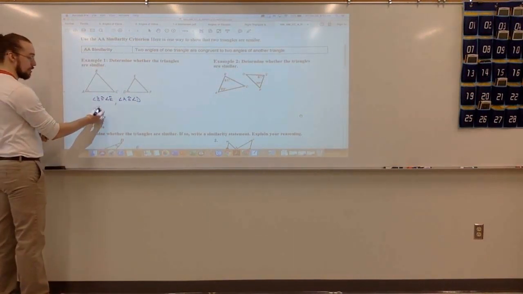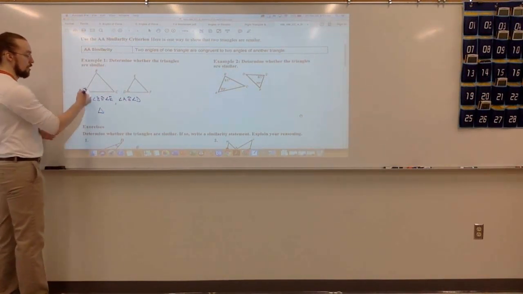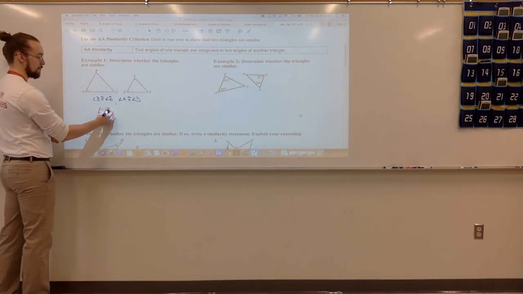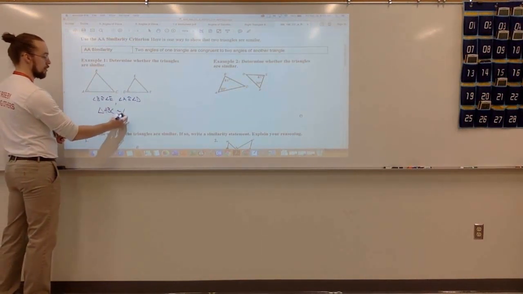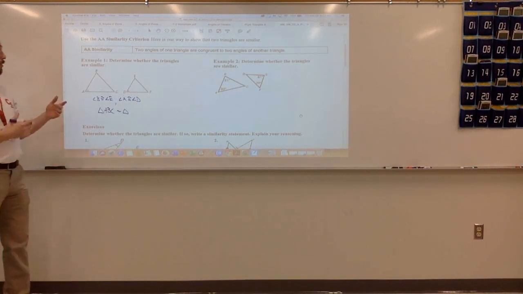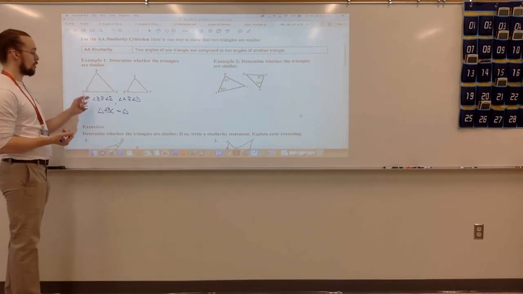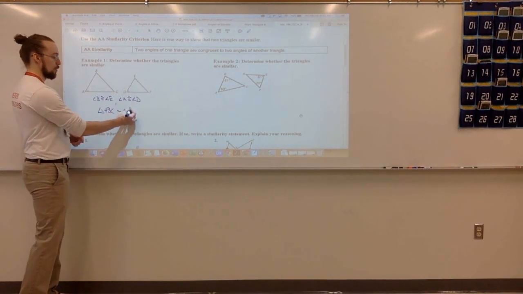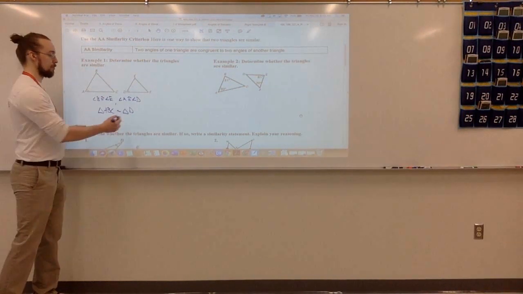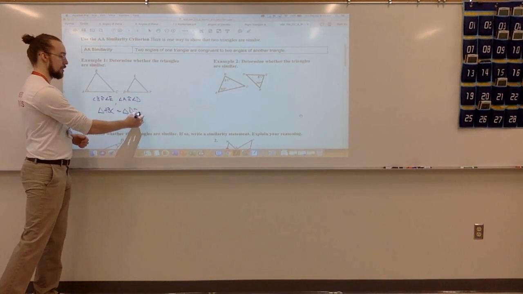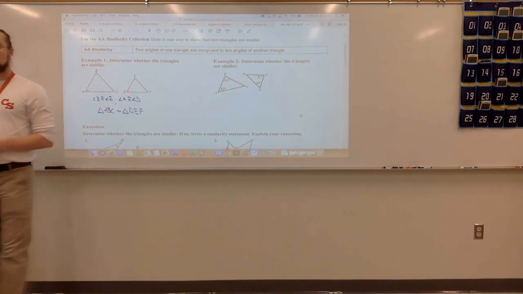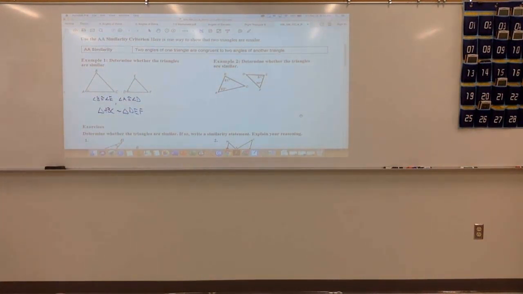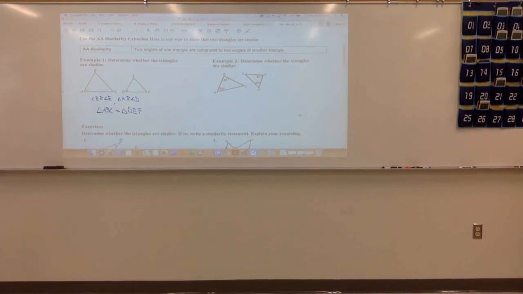So, now I can claim triangle ABC is similar to triangle, and we need to make sure we're matching up corresponding parts. So A would match up with D, B would match up with E, and C would match up with F. All I need to show is that 2 pairs of angles are congruent. Then I can say that the triangles have to be similar. What's that? Only 2.